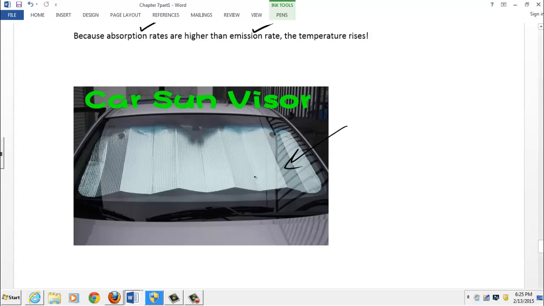So you can buy these visors, and the idea is as the visible light comes in, it reflects off the visor and comes right back out of the glass. While it's still in the visible spectrum, it's still high energy, high frequency light, so it can pass right back out through the windshield. And it doesn't get a chance to be absorbed by the dashboard or the seats. Okay, that's all for now.